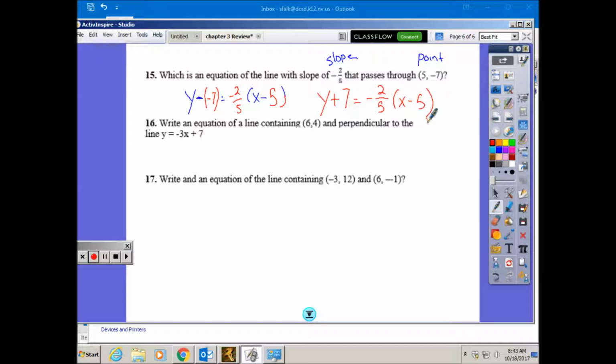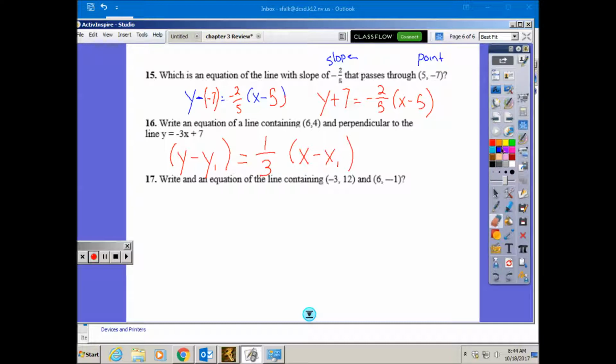For number 16, write an equation of a line containing the point (6, 4) and perpendicular to the line y equals -3x plus 7. So the easiest thing, again, is always going to be to write these in point slope form, because you have a point and you have a slope. So we want perpendicular to this line. So if the slope of this line is -3, we want the opposite reciprocal. So the reciprocal of 3 is 1/3.